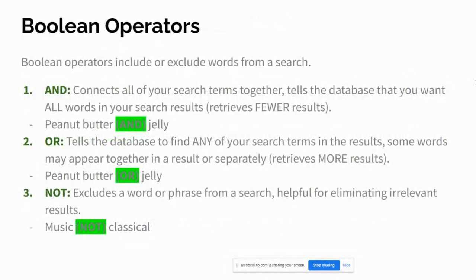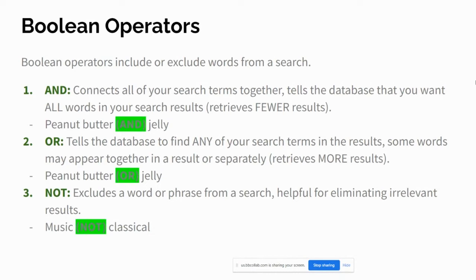So moving on to the second one, we have Boolean operators, and Boolean operators include or exclude words from a search. So I'm going to demonstrate how those work as well. There are three Boolean operators you can use. They're available on the advanced search function in Dragon Quest and in most databases, and they all do something different.